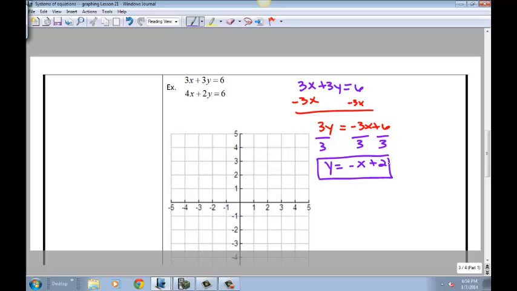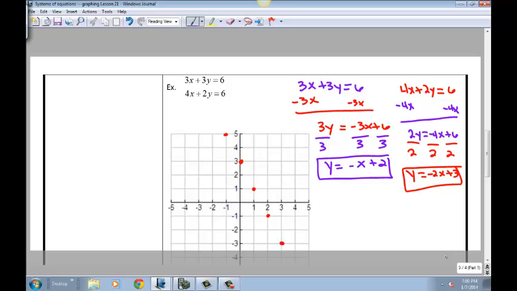So there's my first one. I'll quickly solve out the second one and then be right back. Okay, so I solved the second equation for y as well. And I went ahead and graphed the red equation as well while you were waiting on me there. Now I can take a minute and graph the blue one and see if I can find a point where they're going to intersect.